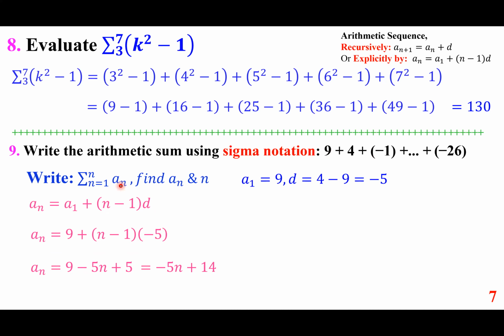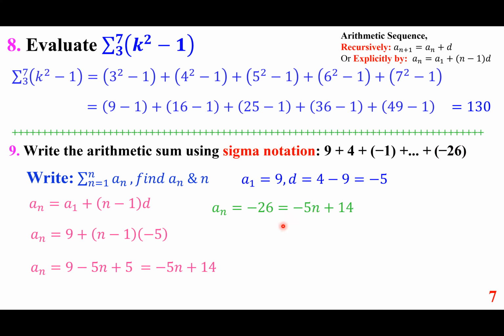But what we need to find is n, and since we are going to go all the way to number -26 as the last number, we're going to set this one equal to A sub n, which is this number, to find the value of n. So this last number that we have here, we don't know which term it is. So we just set it equal to the general term, and you solve for n.